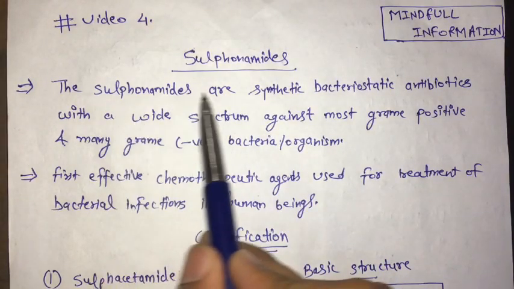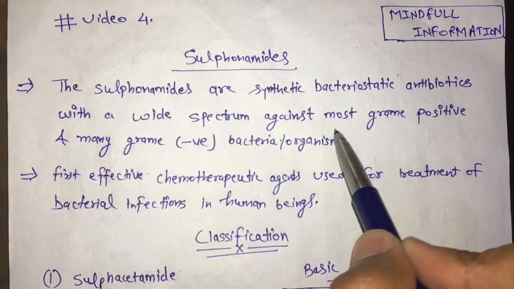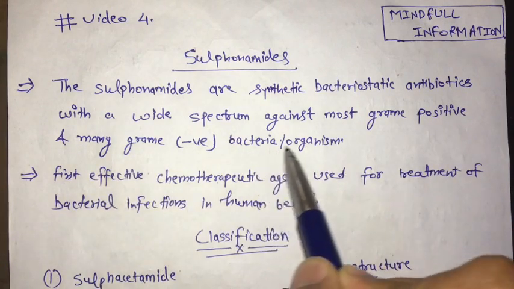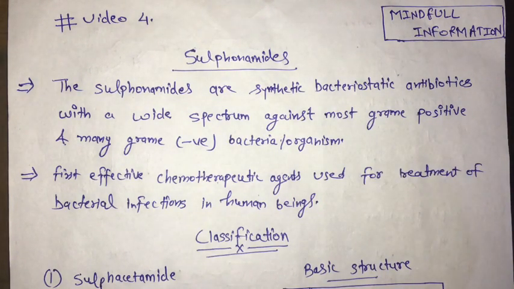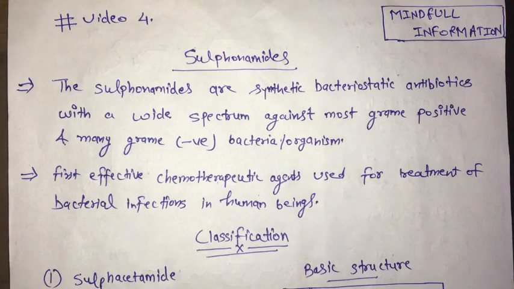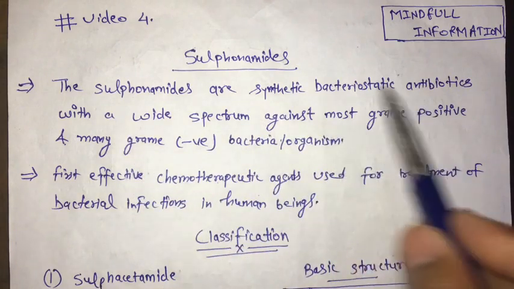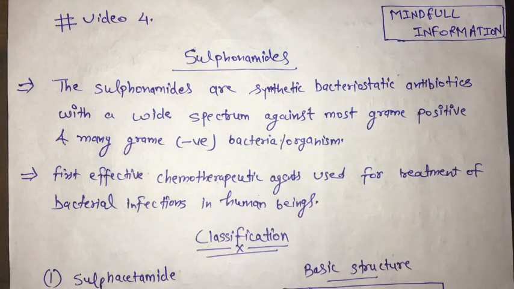Sulfonamides are synthetic bacteriostatic antibiotics with a wide spectrum against most gram-positive and gram-negative bacteria or organisms. Bacteriostatic means drugs which stop the growth of bacteria. Antibiotics are those which stop or kill the growth of any bacteria. Because of the wide spectrum, these are mostly used to kill gram-negative or gram-positive bacteria.